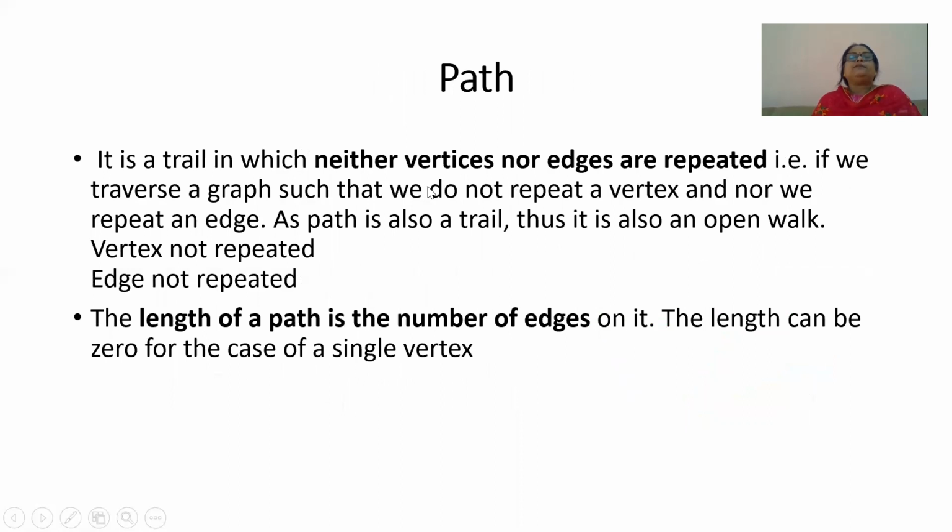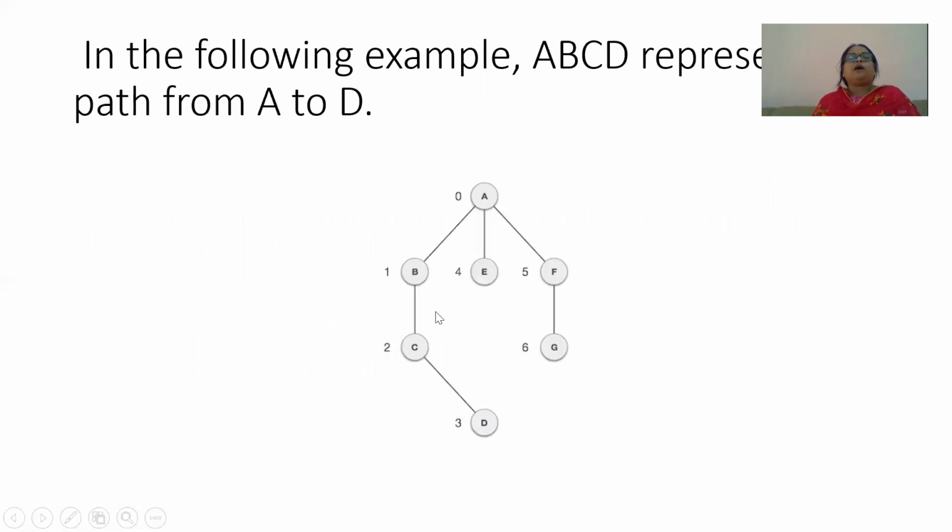A path is a trail. Neither vertices nor edges are repeated in a path. The number of edges in a path is the length of the path. A, B, C, D is a path from A to D, and the length of the path is 3 because there are 3 edges there. The path from A to G is A, F, G, and the length of the path is 2 because there are 2 edges.